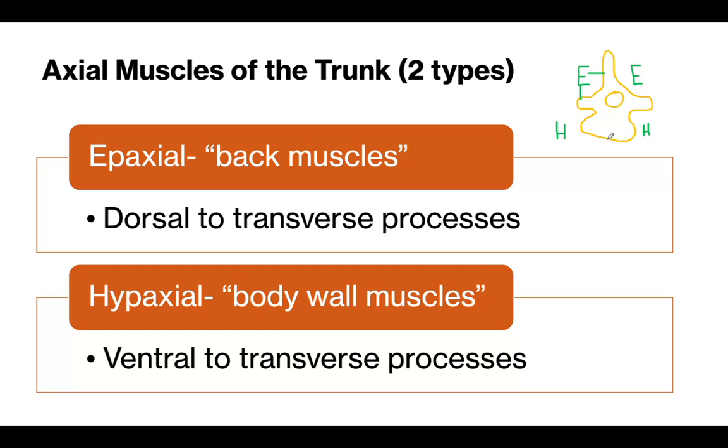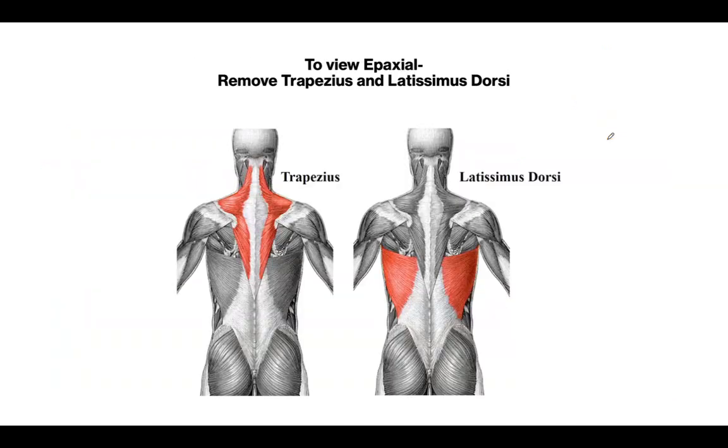We are going to be starting with superficial epaxial muscles. However, we can't get to these muscles until we remove trapezius and latissimus dorsi. These are muscles that we're going to be discussing in lab 6, so part 2 of chapter 11. So we'll come back to these and why they're not considered to be the true back muscles. So we're going to just pretend we're on the cadaver and we are removing those from our view.